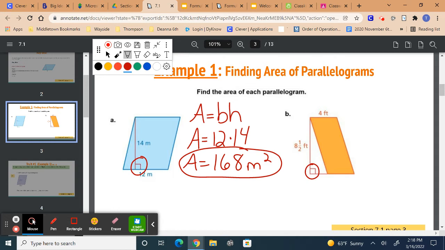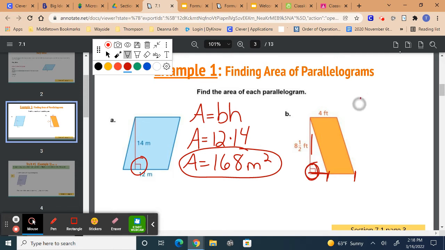Okay? Now, what you need to know is, do you see this part right here? This is not part of the shape. It's only from here to here. That's it. Okay? Remember, this is invisible. Now, knowing that this is your right angle, what's the formula for a parallelogram?